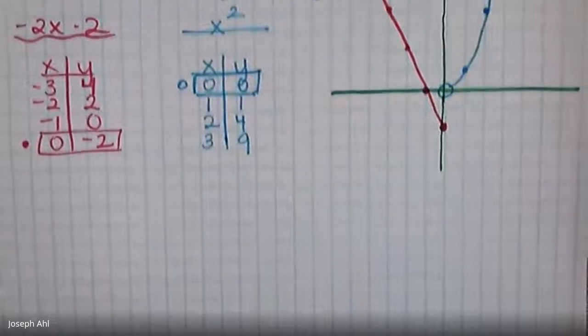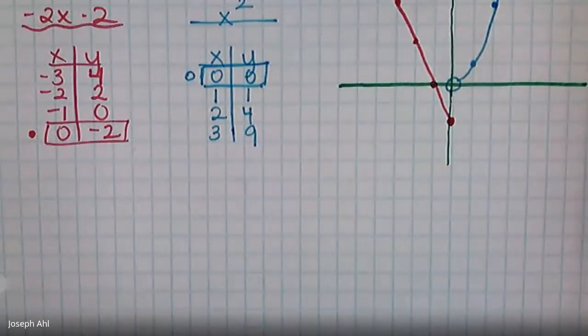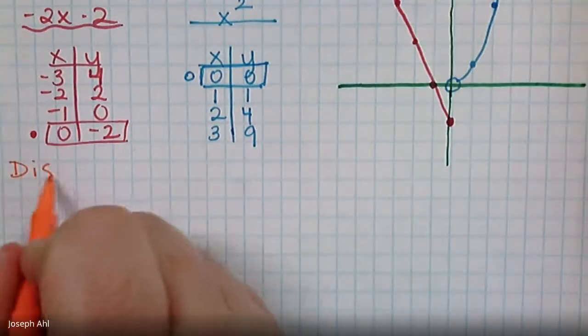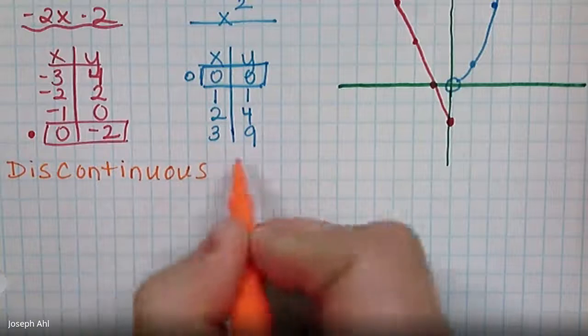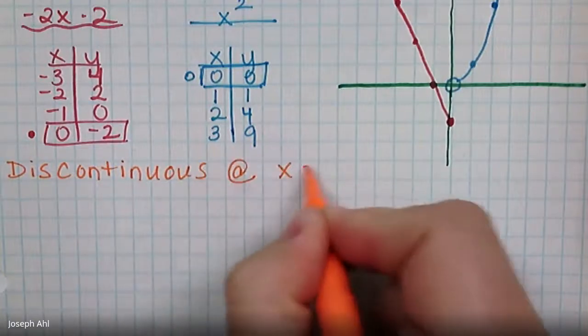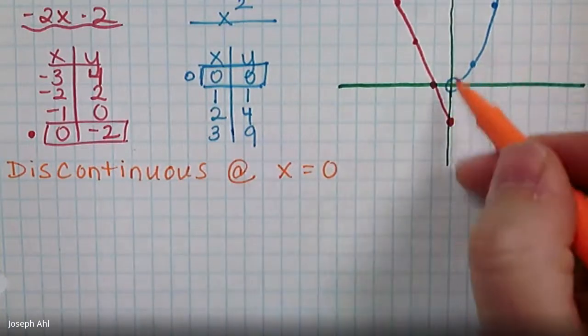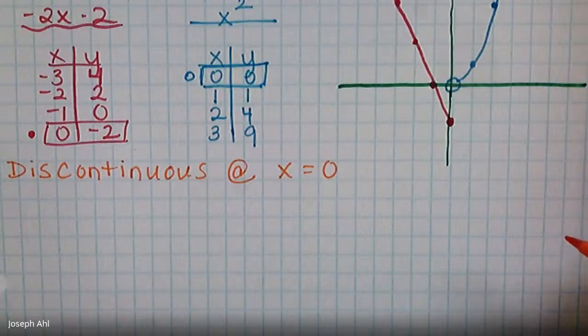So of course, what we'll see for piecewise functions is that they typically have some discontinuities. So if I asked you, where is this graph discontinuous? Remember that the discussion for discontinuous is just a value of x where we have a jump or a hole in the graph. So this graph is discontinuous at just x equals 0. That's where we have this jump right here.